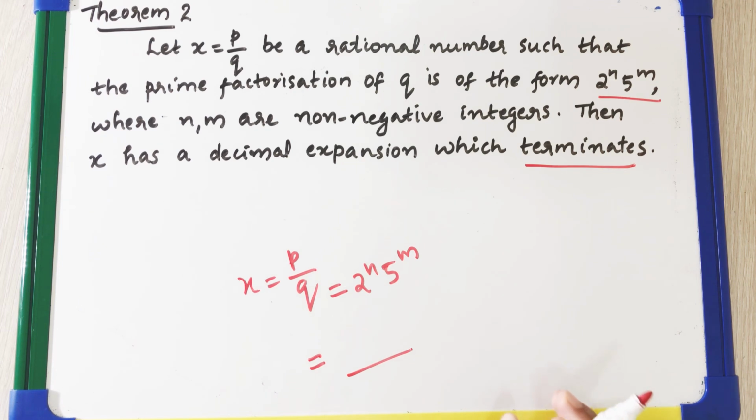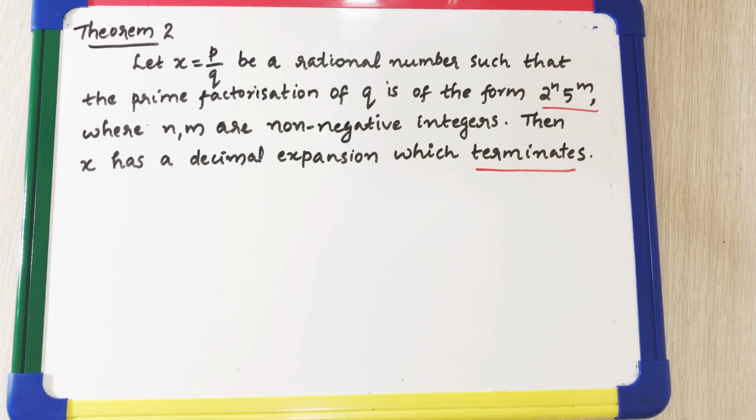This is just the reverse of theorem 1. Theorem 1 says that if it has a terminating decimal expansion, then it can be written in the form p by q, where q is 2 raised to n into 5 raised to m. And this theorem says that if it can be written in the form p by q with q as 2 raised to n into 5 raised to m, then it has a terminating decimal expansion. We can see an example.